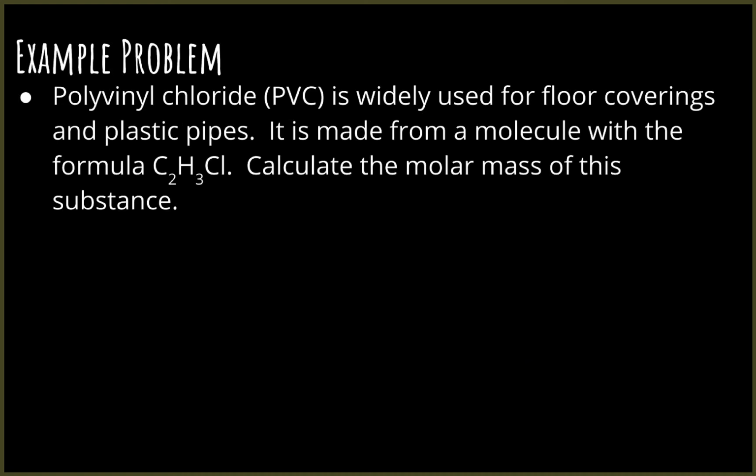For the next one, we're looking at something called polyvinyl chloride, or PVC, and this is used for floor coverings. You've probably heard of PVC pipes. It's made from a molecule with the formula that's given. If it's something you would not be able to come up with a formula for based on what we did in the last unit, then I would give you that formula. So we're going to calculate the molar mass of this compound. I'm going to do the same thing here: list the elements, list how many of each, which comes from the formula, and multiply by their individual masses, which come from the periodic table.